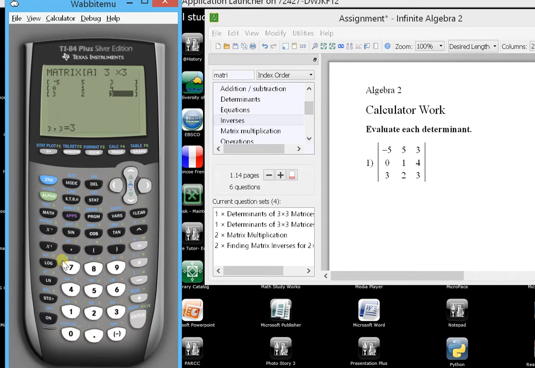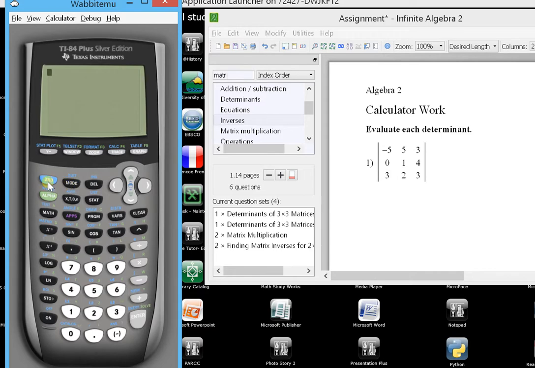Okay, now to get out of here, press second. And then you see up here it says quit. We've got to press the mode key. That's a nice way if you ever just want to back out. If you're in a menu you're not sure about, just quit. Only time you should really quit in life, but whatever.